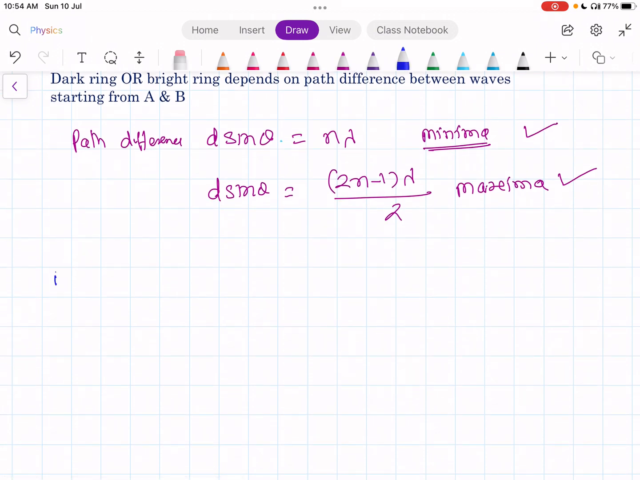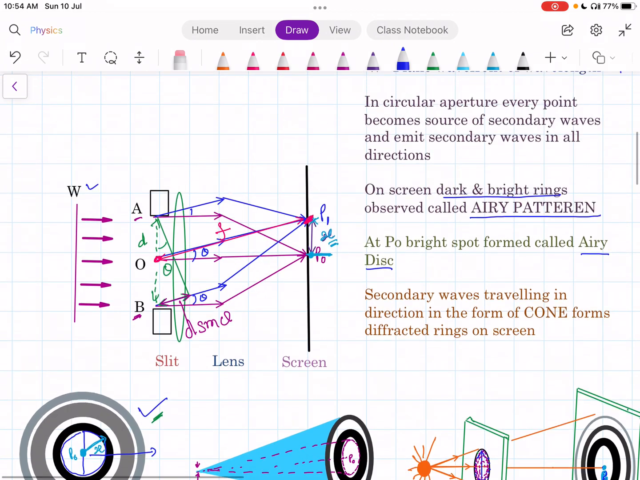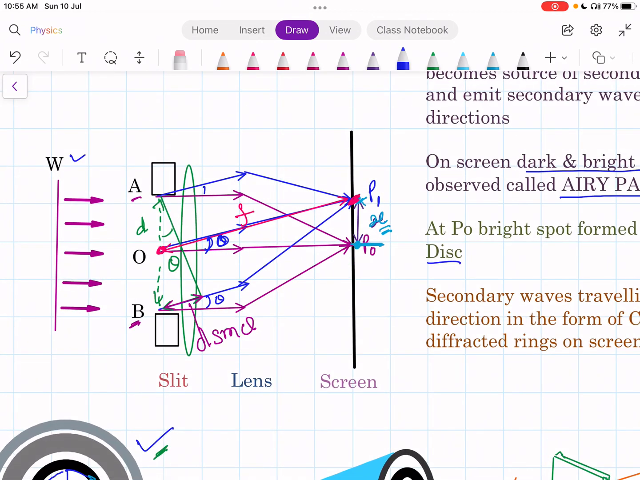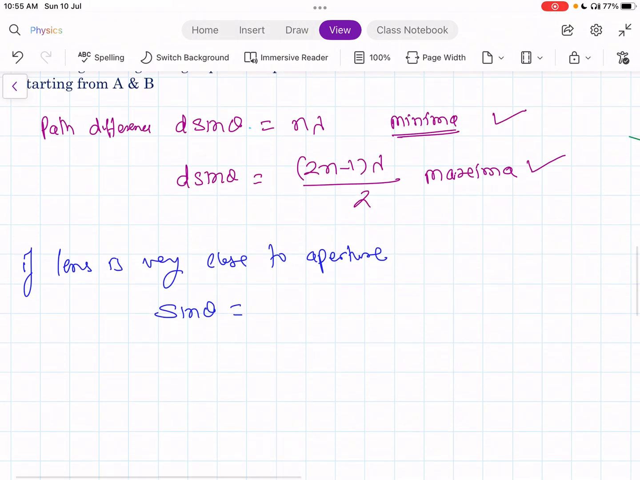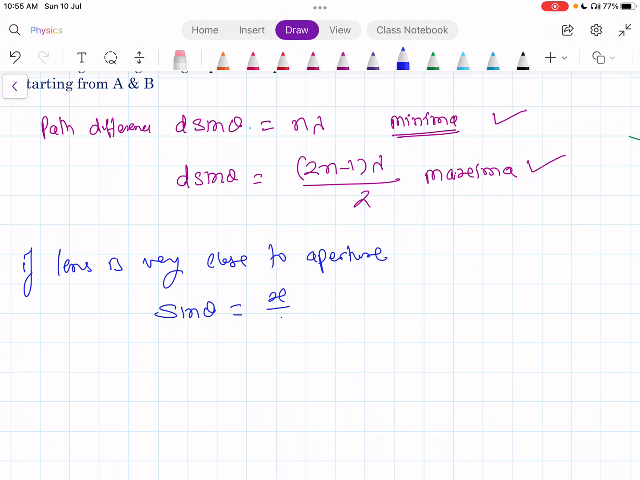Let's write that if the lens is very close to the aperture, then sine theta is equal to, see the diagram, the length x divided by f. So sine theta equals x upon f. This is our equation 1, where f is the focal length of the lens.